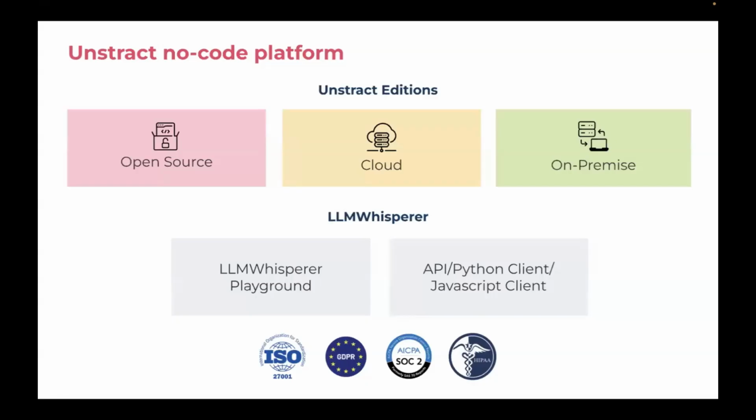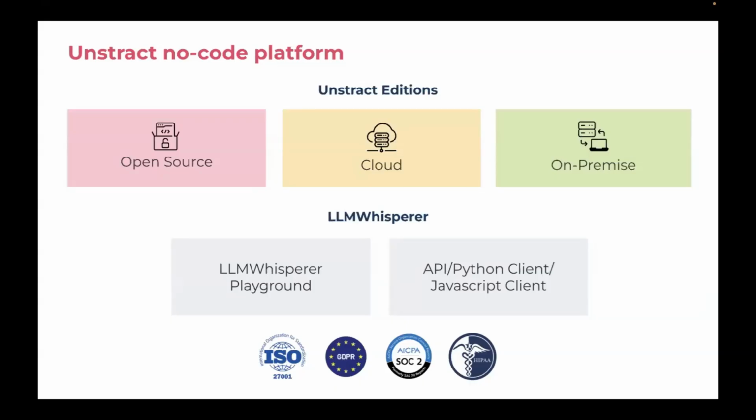So Unstract comes in three major editions. We have the open source edition with limited capabilities. So you can use these features for as long as you want, and you can really test them out on your particular documents. And you can also go for the cloud version where we have a free trial available, and we also have an on-prem offering as well.